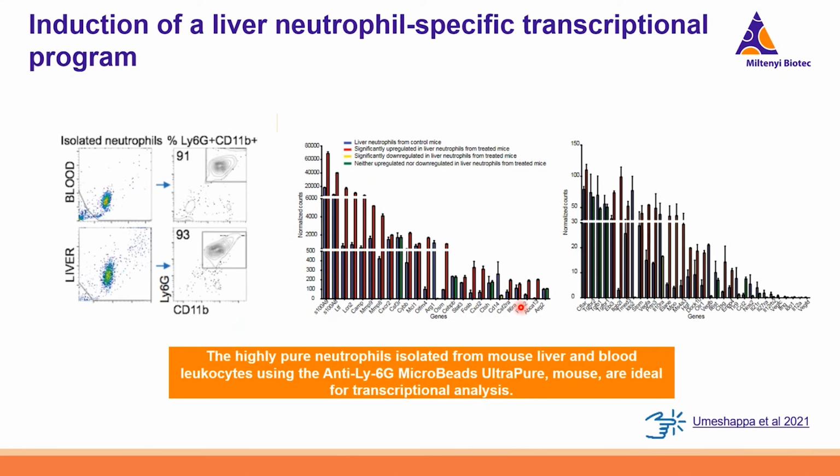Now, these are results from a very recent publication where they conducted transcription analysis of neutrophils isolated from mouse liver and blood. The graph on the right shows gene expression analysis of mouse neutrophils, and the dot plots are representative flow cytometry profiles of isolated neutrophils from blood or from the liver. The message here: for neutrophil isolation, the anti-Ly6G MicroBeads UltraPure mouse are ideal for transcription analysis.